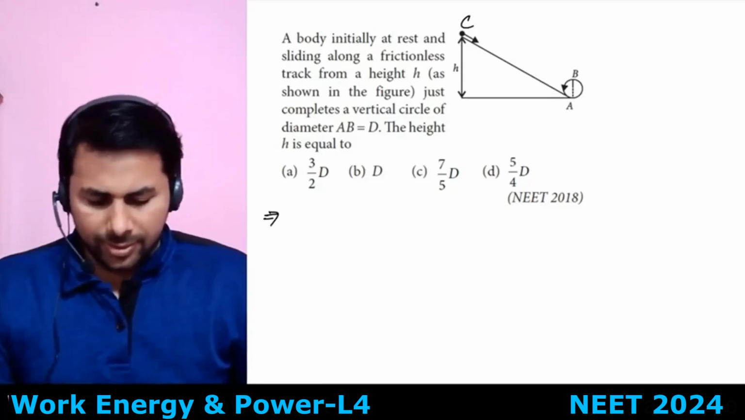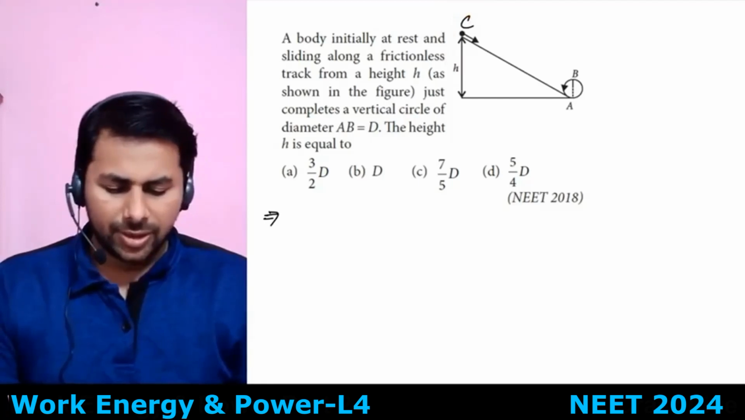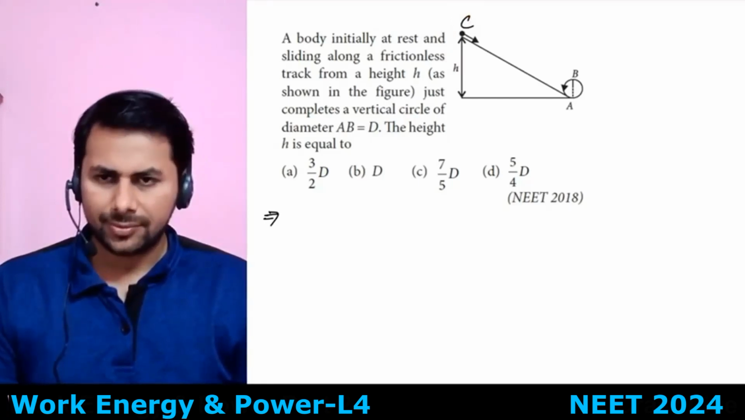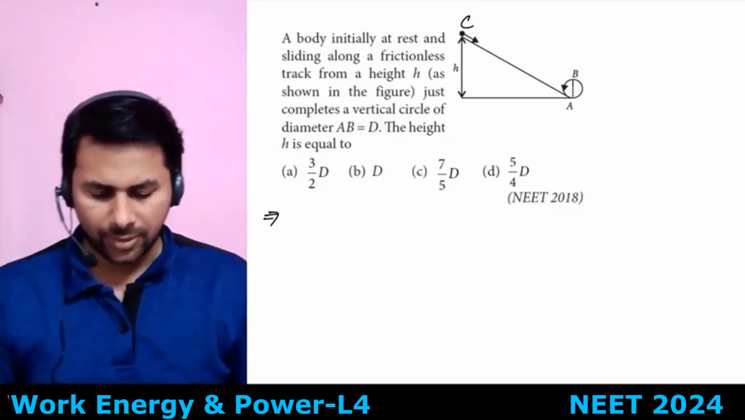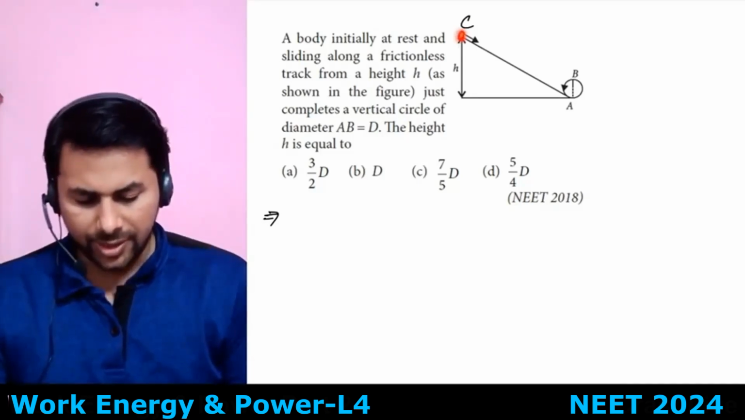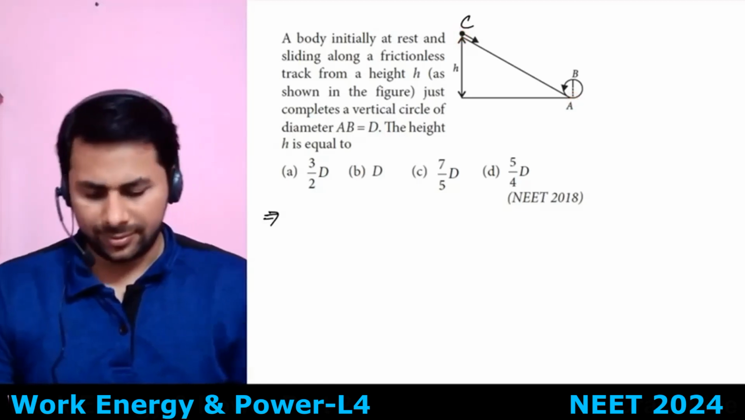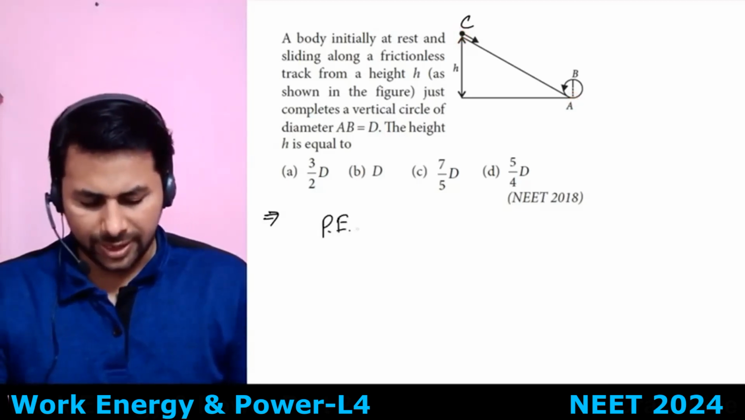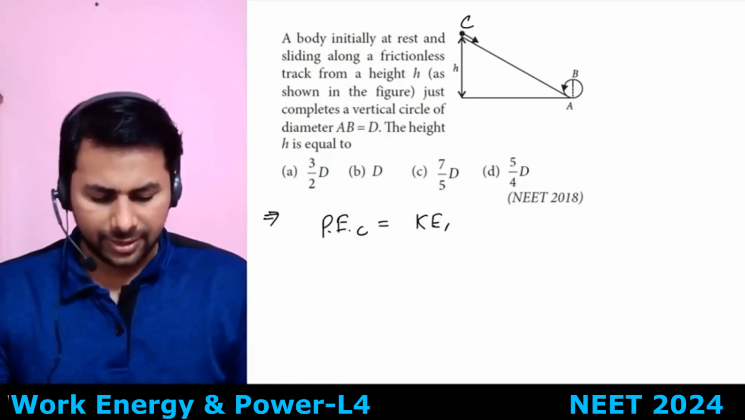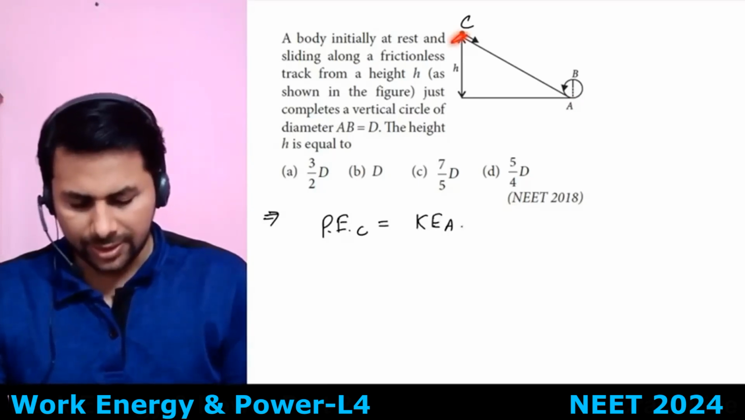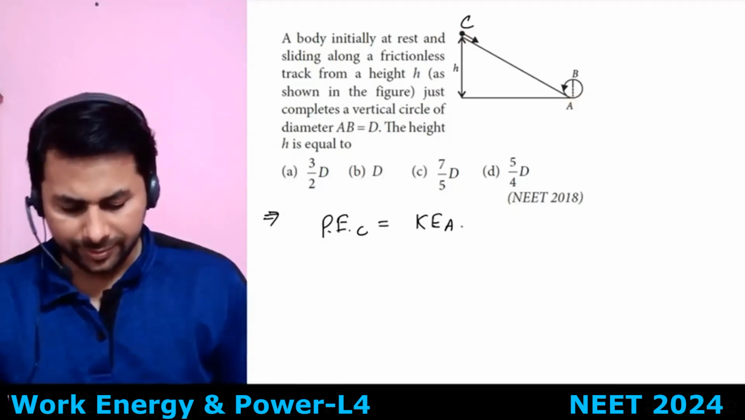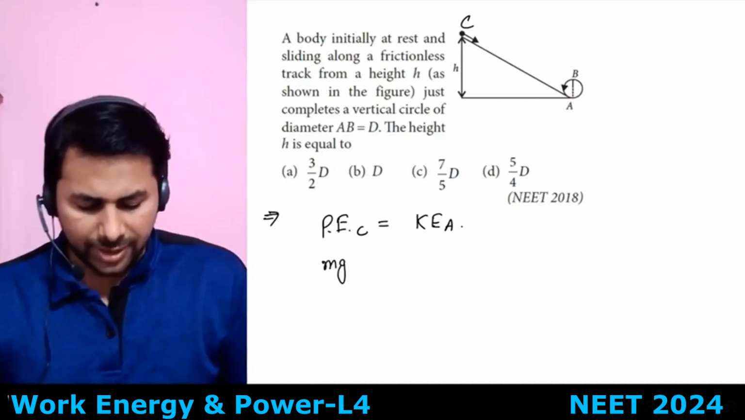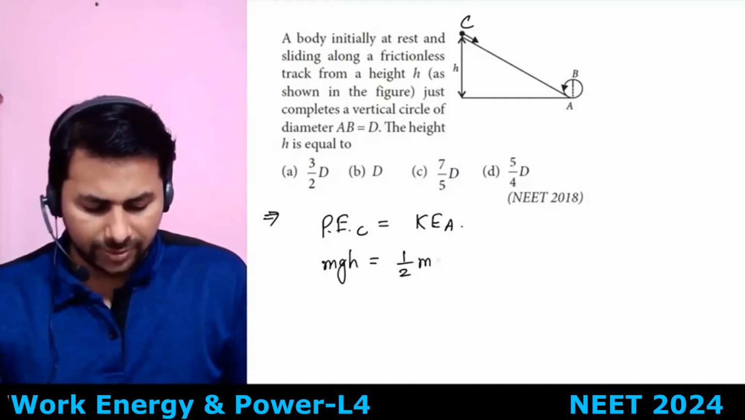Okay. So actually, this problem can be solved using the law of conservation of energy. Let me explain with the law of conservation of energy first. So I can say potential energy at C is equal to kinetic energy at A, because there is no kinetic energy here and potential energy is 0 here, height is 0. So you can say mgh is equal to half of m into v square.